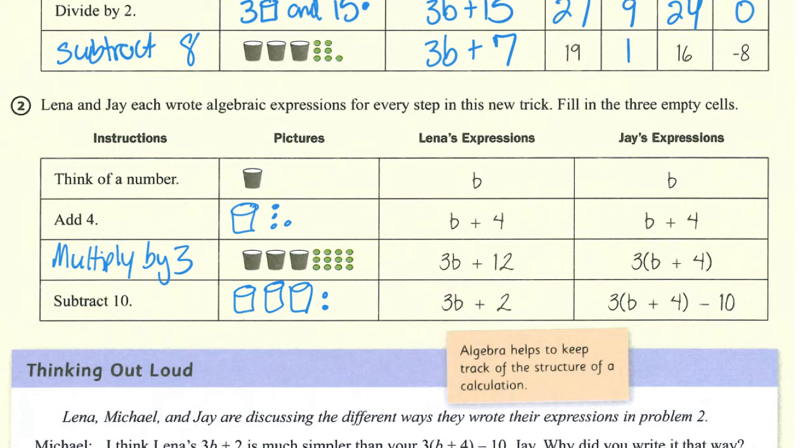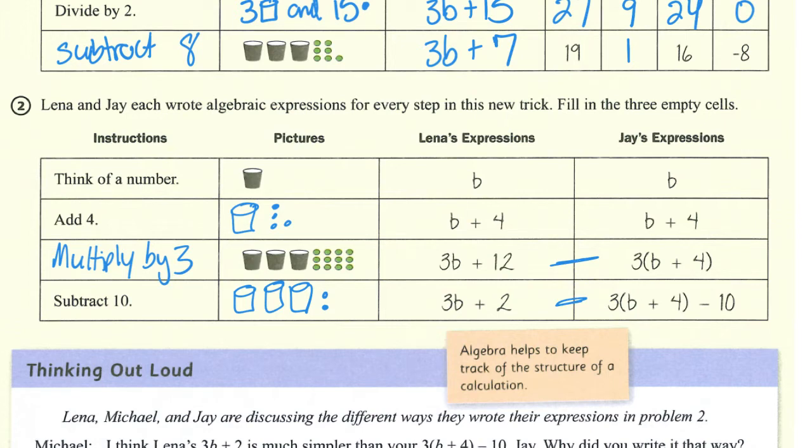The thing we want to focus on is right here, the difference between Lena and Jay's expressions. So right here, Lena wrote it as 3b plus 12, which is what we see. Jay wrote it as 3 times (b plus 4), or 3 groups of b plus 4. So he took this b plus 4 and just multiplied it by 3 by writing the whole thing times 3. Lena took each part times 3, the b times 3 and the 4 times 3.